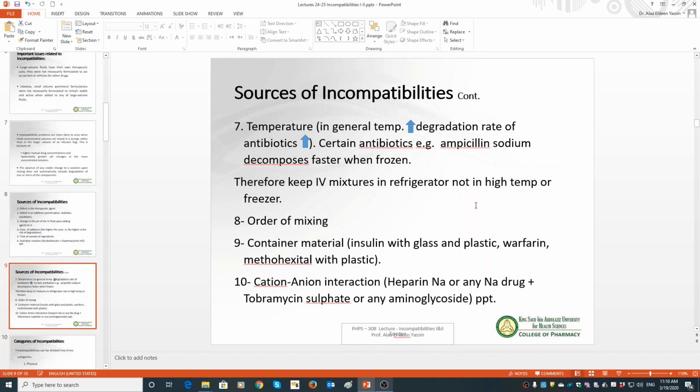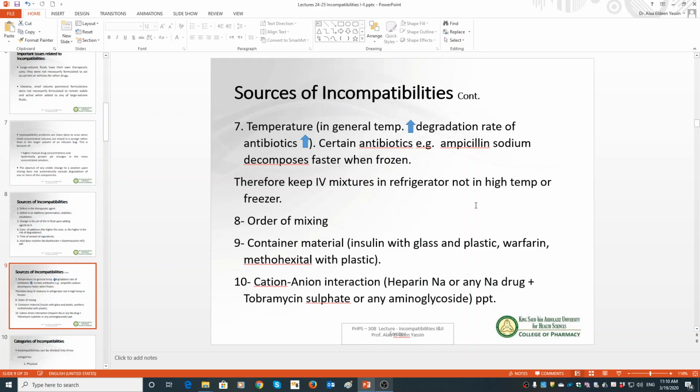Okay, the order of mixing is important. The order of mixing and the procedure of mixing, and we will see this very seriously in TPN preparations. If you follow the guidelines on how to mix, you minimize the chance of incompatibility. This is an important issue.